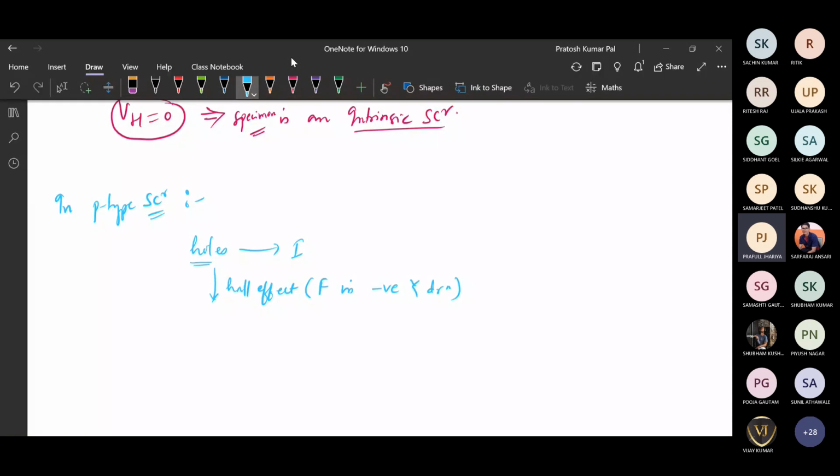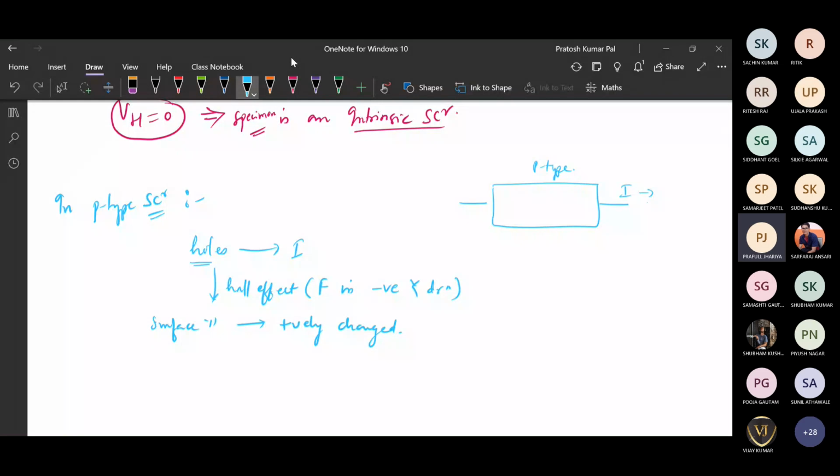This will result in surface 1 becoming positively charged. Okay, so one alternate case we can see. Suppose in p type, if it is a p type of semiconductor, the current is constituted, if this is the current direction.